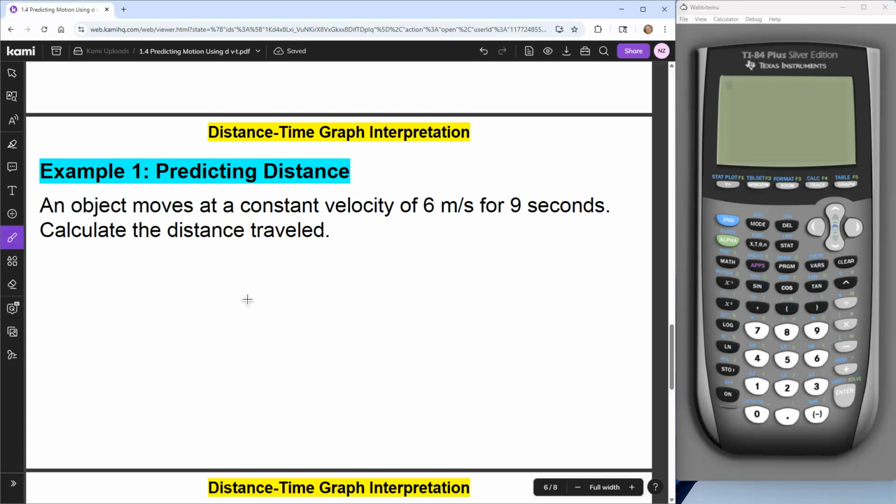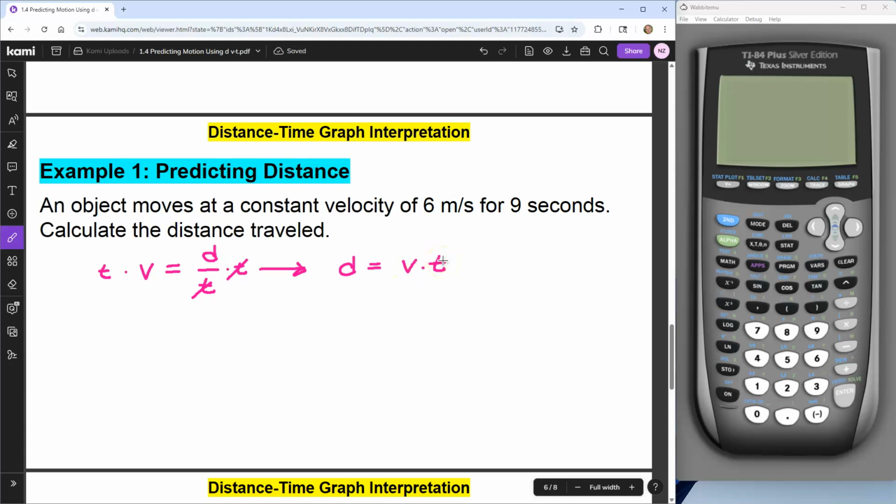So an object moves at a constant velocity of 6 meters per second for 9 seconds. Calculate the distance traveled. So velocity is equal to distance divided by time. Here we're solving for the distance, so I would rearrange this equation. To get my distance, I would multiply both sides by t. And I would just be left with distance is equal to velocity times time.